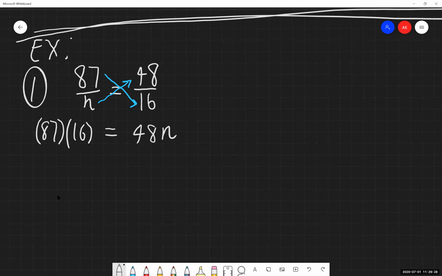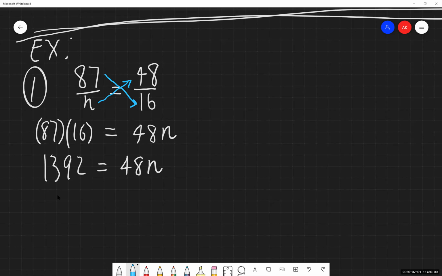So on the left side, we have 87 times 16. I don't know what that is off the top of my head, so off screen, I'm using a calculator. You can multiply those together. When we do that, we get 1,392 is equal to 48n. Again, I highly recommend you use your calculators for those big number crunches like that, because I don't expect you guys to be able to do the mental math for that, so you're good there.